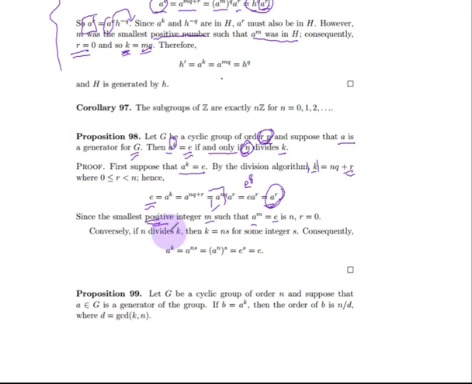Sorry, this is a misprint here. This shouldn't be m. This should be n. That should be an n there, and that should be an n there. So you can make that change in your book. Those two are supposed to be n's.